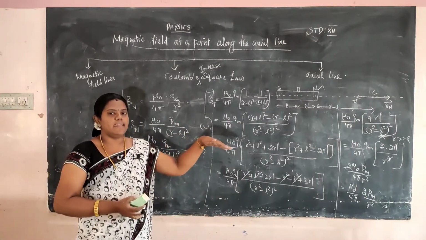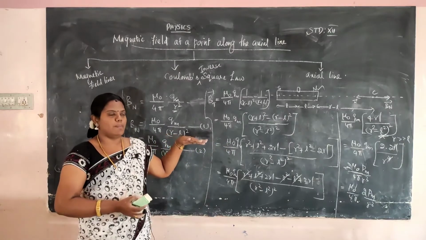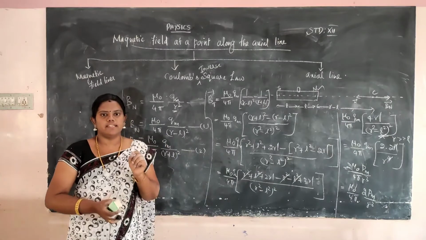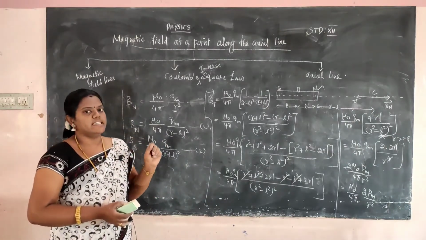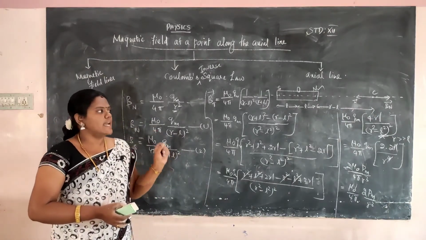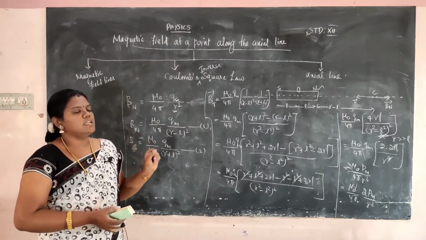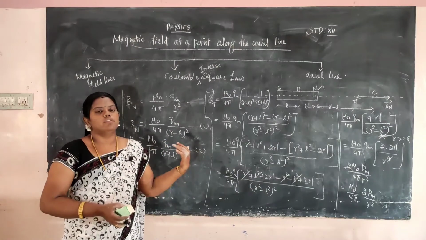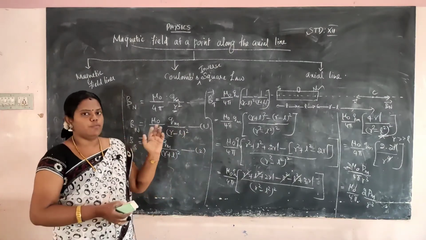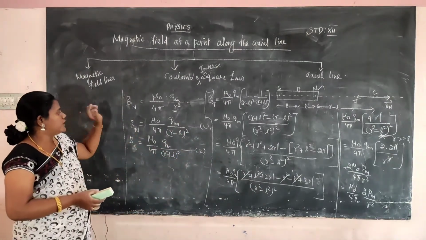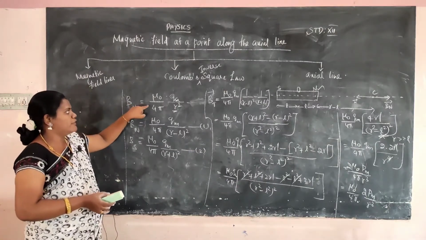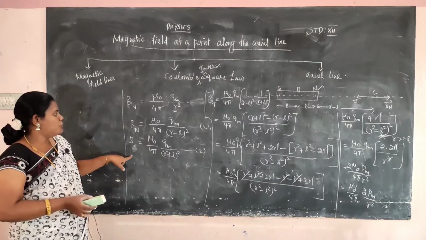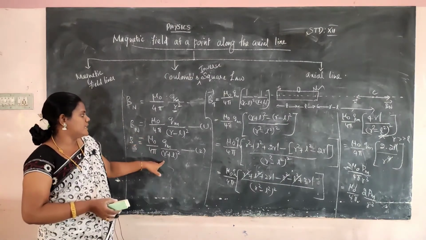We draw one line along the axis of the magnet. That line is called the axial line. You have to decide one point on the axial line, which is called C. At that point, you have to mention the magnetic field created due to the north pole and due to the south pole. The magnetic field due to the north pole is equal to mu naught by 4 pi, QM by R square, and for the south pole, mu naught by 4 pi, QM by R plus L the whole square.